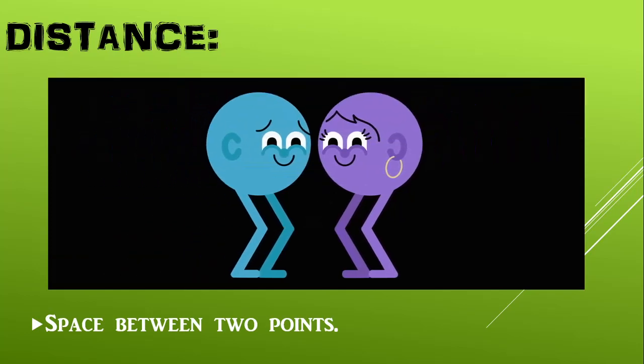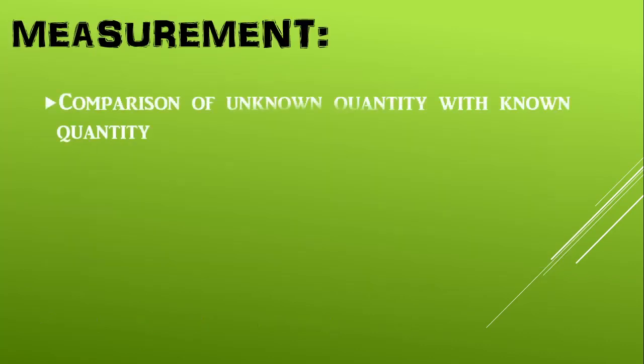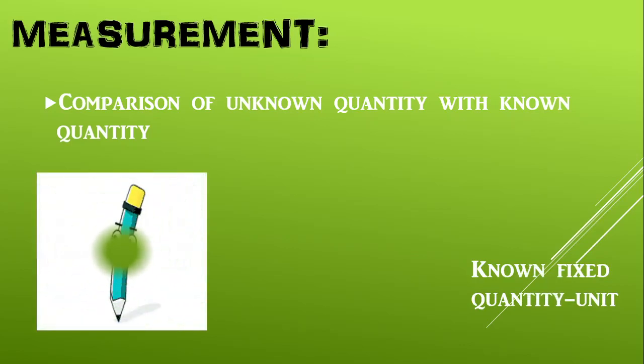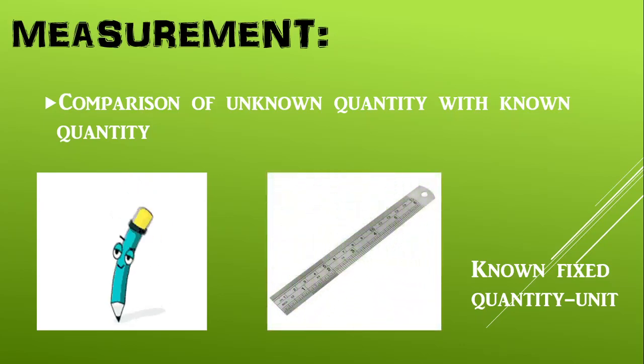Distance means space between two points that may be closer or far away. But how to measure such distances? By means of measurement. What does it mean? It means the comparison of an unknown quantity with a known quantity. A fixed known quantity is known as a unit. For example, if we want to measure the length of a pencil, we use a scale. Length of the pencil is the unknown quantity and the scale is the known quantity.